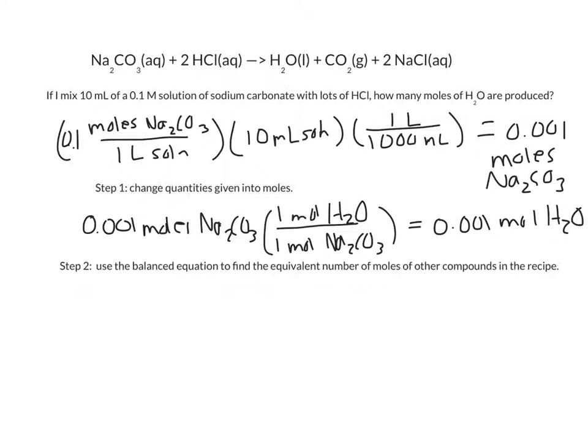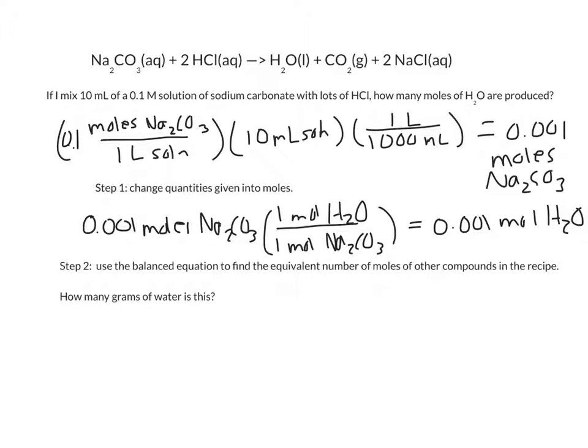My problem asked me to find the number of moles of water that are produced, and I now have the number of moles of water that are produced, so that's the answer to my problem. So the first step is to change any quantities you have into moles, however you need to do that. And then step 2 is to use your balanced equation, or your recipe, to figure out the equivalent number of moles for whatever other compound you're trying to determine the amount of.